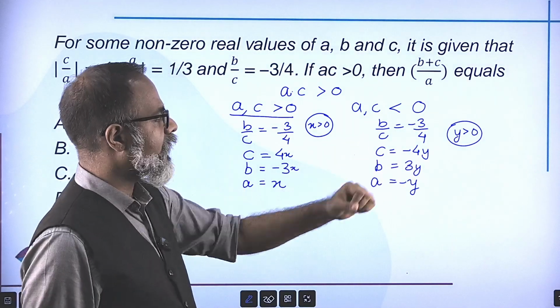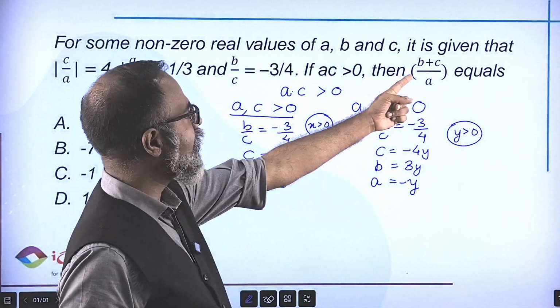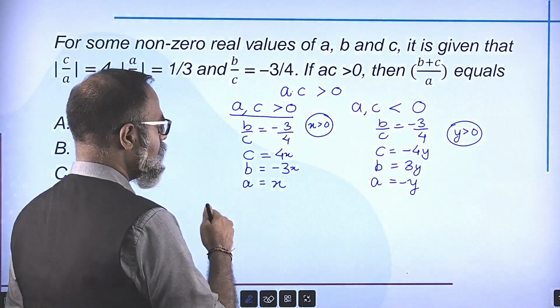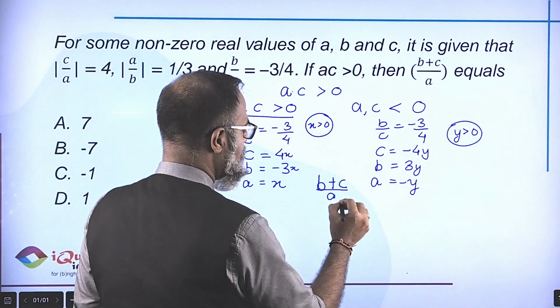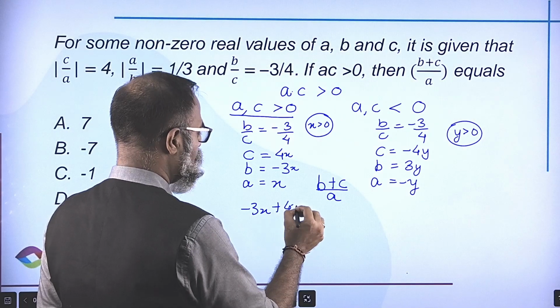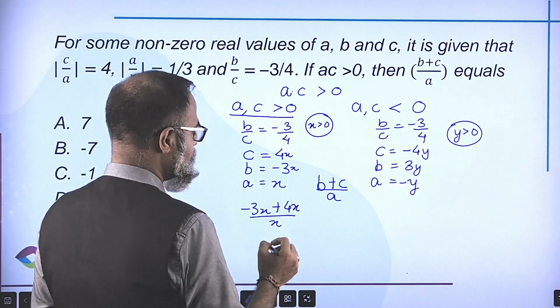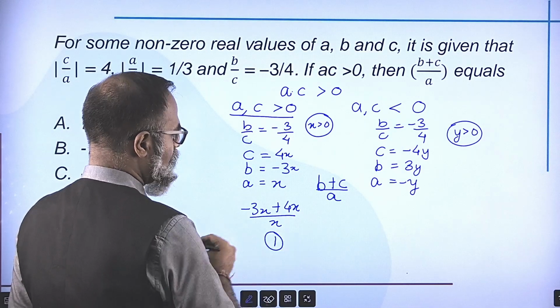So now I've got two sets of possible values for a, b and c. I just have to find what b plus c by a equals. In the first case, b plus c divided by a gives me minus 3x plus 4x divided by x. That is minus 3x plus 4x is x, x by x. The answer is plus 1.